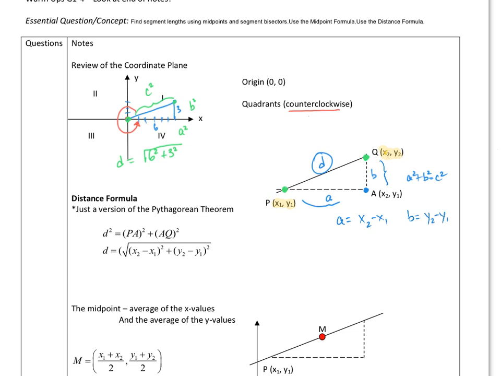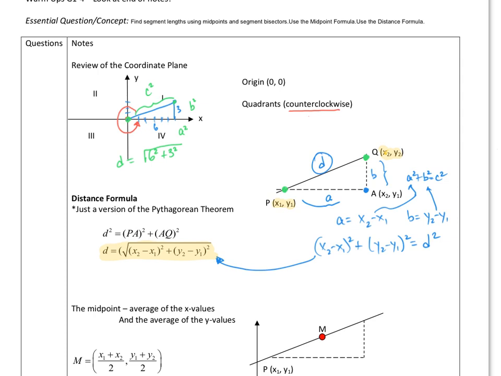And now I just plug this into my Pythagorean theorem for a and b, so I'll get x2 minus x1 squared plus y2 minus y1 squared, which is going to give me the c squared, which I called d over here, which is my distance. Take the square root, and you end up with the distance formula. So that's how we get the distance formula, and at this point, I want you to memorize it. It's going to be the square root of x2 minus x1, that quantity squared, plus y2 minus y1, that quantity squared.